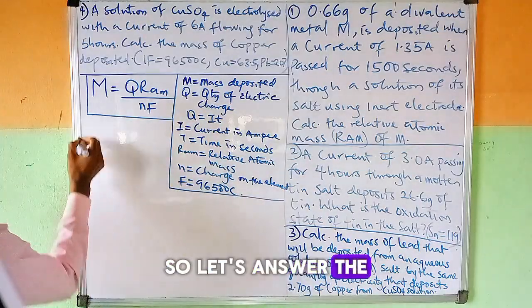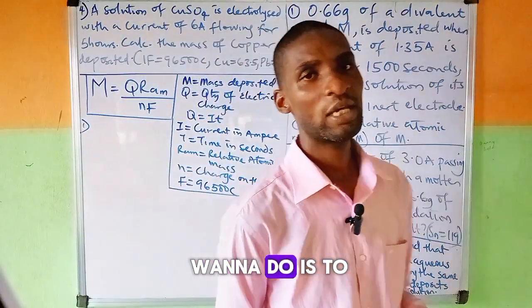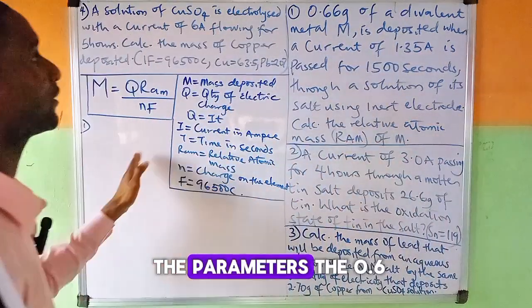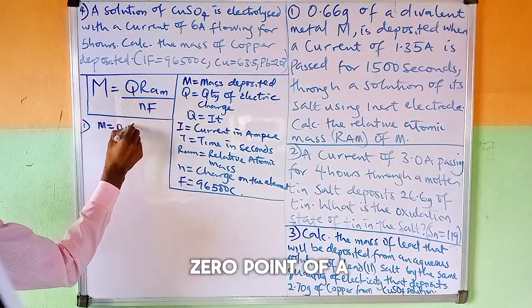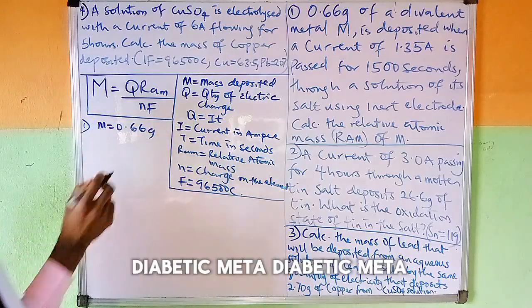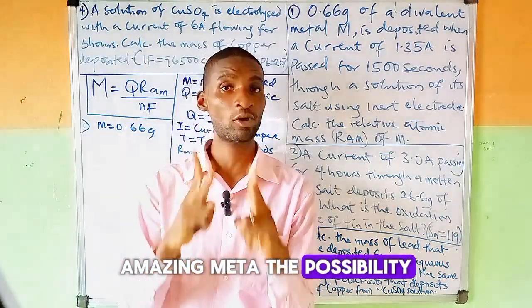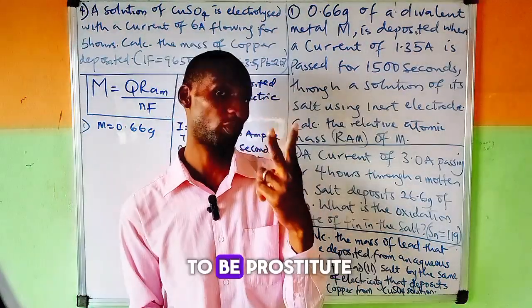So let's answer the first question. Anytime you are solving a question, the first thing you want to do is to write out the parameters given. So we're going to state the parameters given. The mass is 0.66 gram of a divalent metal. Divalent metal means a metal that has a valency of 2. So that means the oxidation number of that metal is going to be +2.